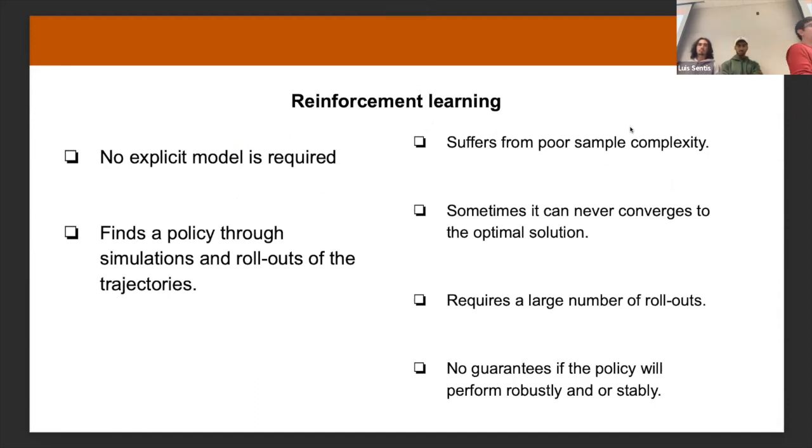Then with reinforcement learning, the good thing is that no explicit model is required, and we can find the policy through simulation and rollouts and trying to converge to the optimal policy. But this also suffers from poor sample complexity. Sometimes it can never converge to the optimal solution, and we require a large number of rollouts. So combining with model-based control, we can make the algorithm converge, because if we don't have a good initialization of the policy, then to explore all the state space is very hard computationally. So that's why combining these two methods is good.